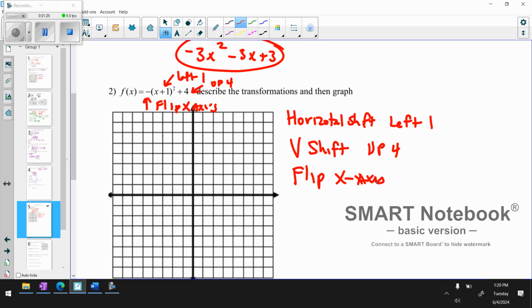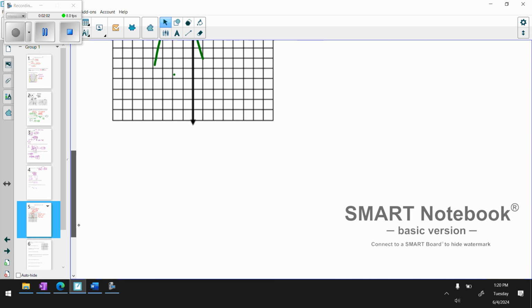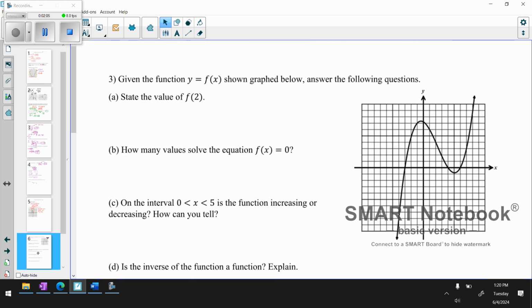All right, so again, parent graph is the parabola, right? 1, 1, 2, 4, just numbers squared. So now I'm going to take it, I'm going to flip it upside down. So what I would do is go like this first. Then, let's see if I can do this. Get my pointer. Let's move it left 1 and up 4. 2, 3, 4. So it should look like the green one. All right, done with that page.